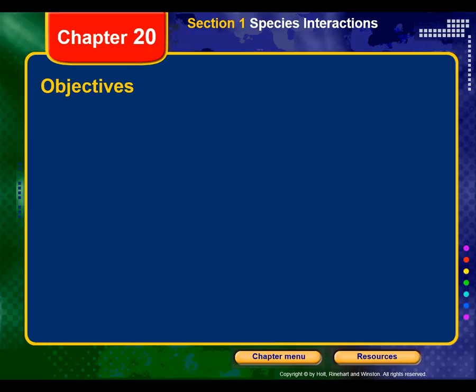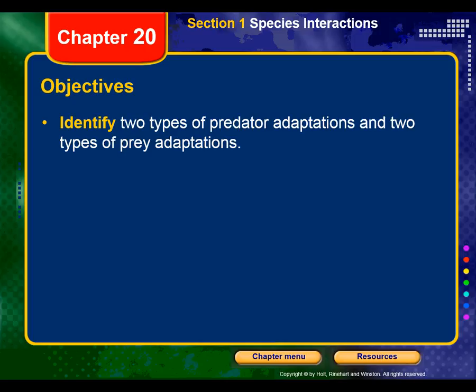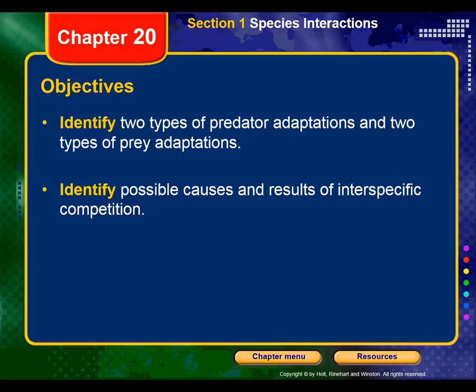Morning, environmental science. We are going to be talking about some species interactions. We're going to break this into three different parts, and they'll be based on the objectives here. Identify the two types of predator adaptations and two types of prey adaptations will be the first objective. Second one, identify possible causes and results of interspecific competition.